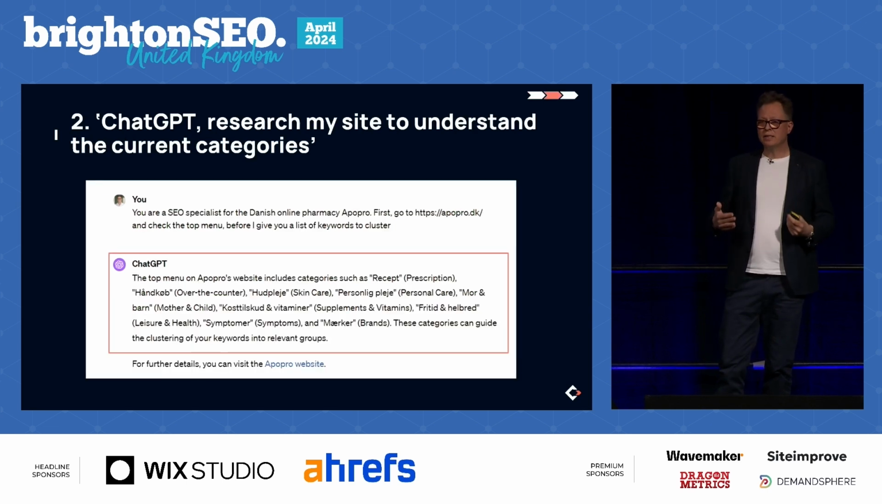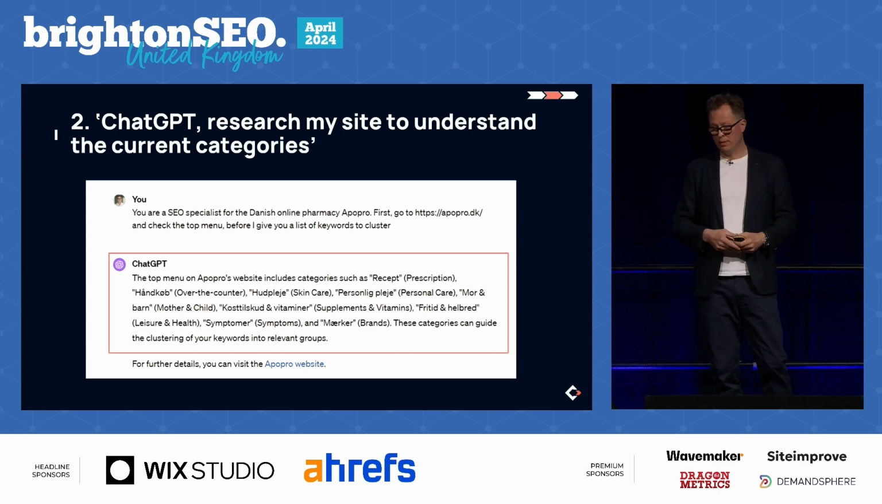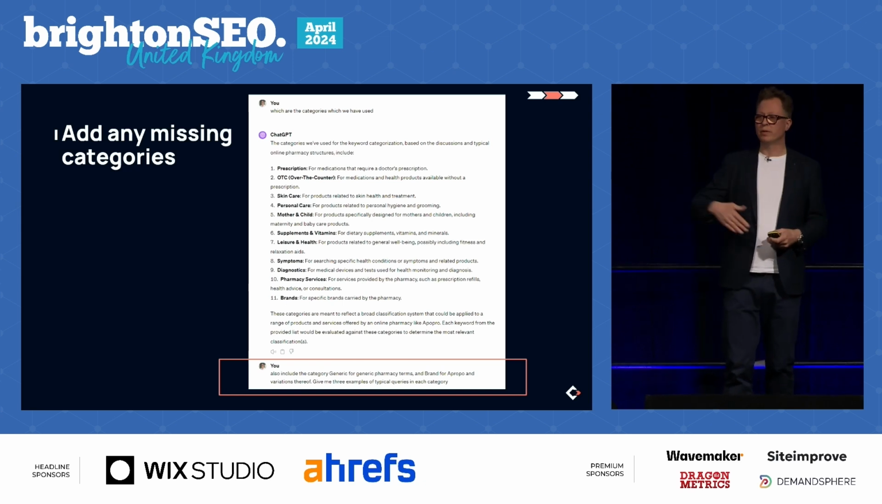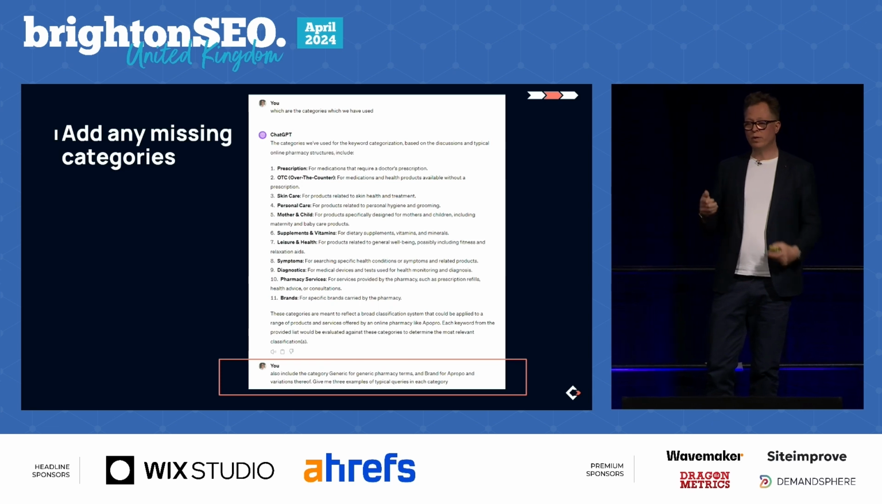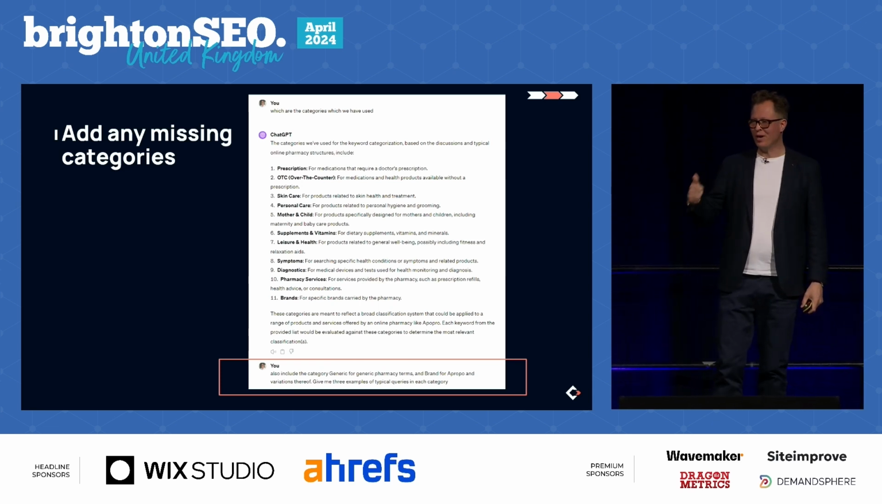Then secondly, I ask ChatGPT to go into my website and identify the different categories in my top menu. And it does a great job. It lists all the different categories. But then I also want to add missing categories, because one category which is missing is, of course, any query with my brand in it.